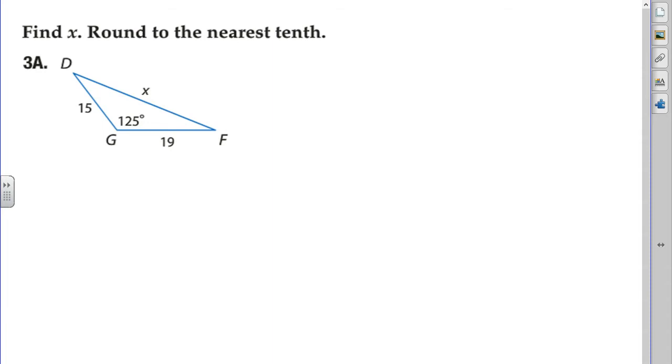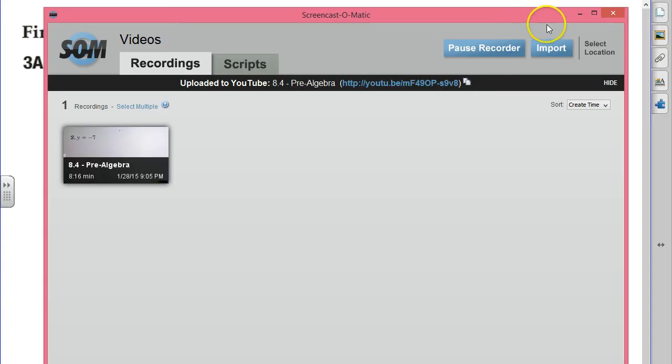We're not going to solve this. It says solve for x. I'm just going to set it up when I'm solving. So, whoops, sorry, wrong button.